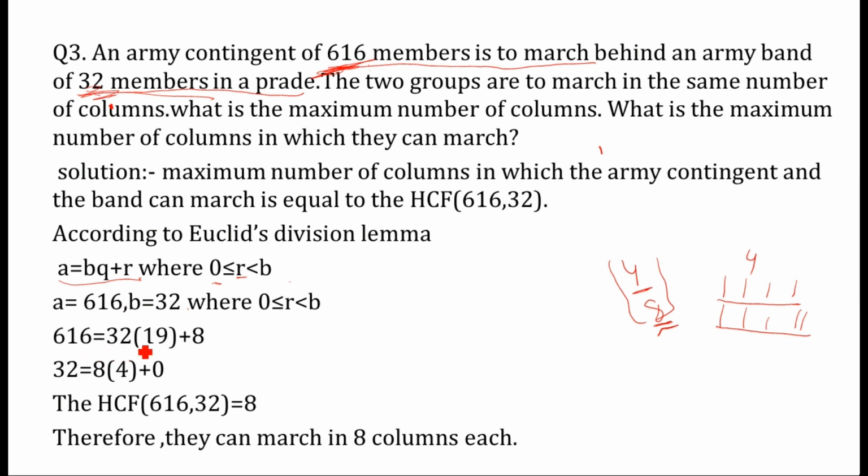When we divide 616 by 32, we get quotient 19 and remainder 8. Now we compare 32 and 8. We take the bigger number as a and the smaller number as b. Then we get the remainder in the second step as 0. When we get the remainder 0, the number b is the HCF of the 2 given numbers. Therefore, the HCF of 616 and 32 is 8.